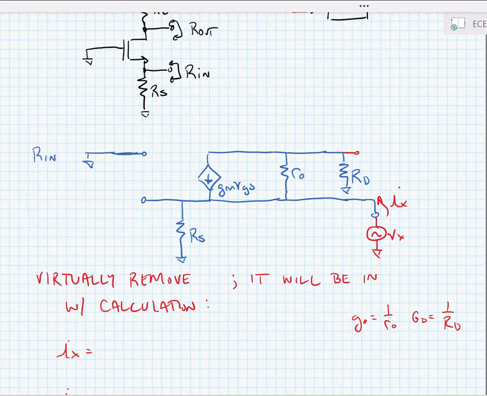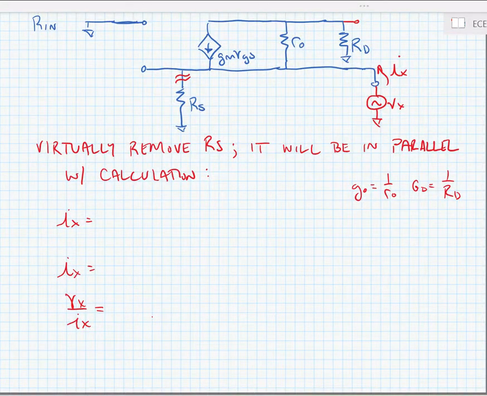Now, in order to make this calculation a little bit simpler, we're going to virtually remove R sub s from the circuit. And we note that at the end, whatever we find for our impedance V sub x over I sub x is going to be in parallel with R sub s after our calculation. So we're going to note a couple of things, that G sub 0 is equal to 1 over R sub 0, and I'm going to make a substitution called G sub d that's equal to 1 over R sub d.